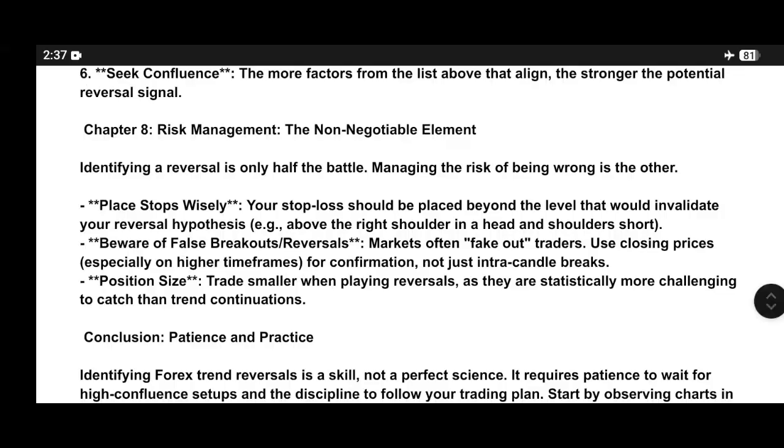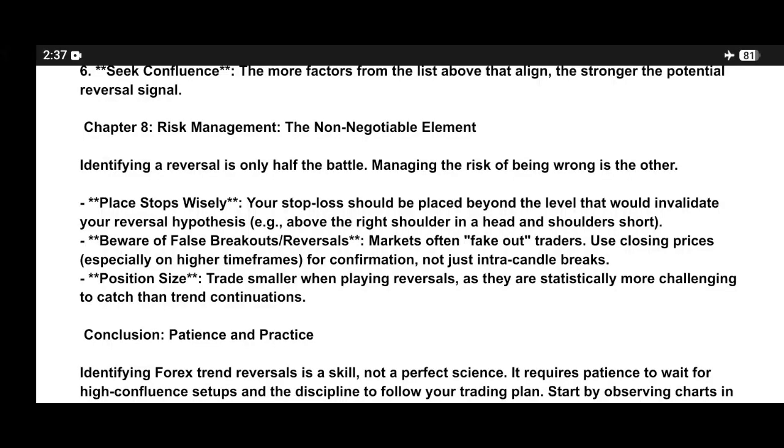Beware of false breakouts or reversals. Markets often fake out traders. Are you getting me? Use closing prices, especially on a higher time frame, for confirmation, not just intra-candle breaks. The other one is position size. Trade smaller when playing reversals, as they are statistically more challenging to catch than trend continuation.